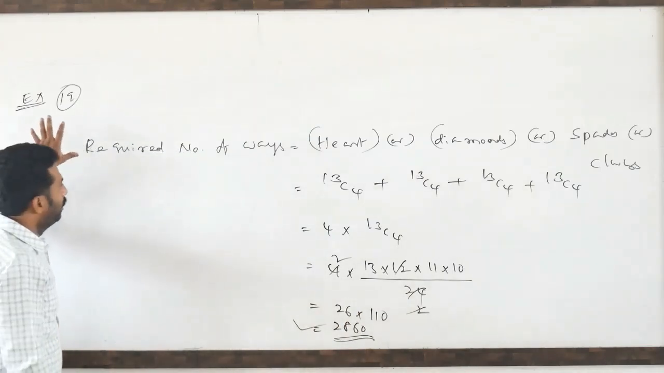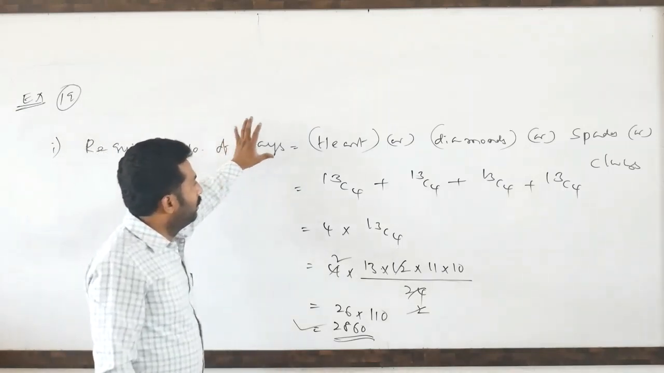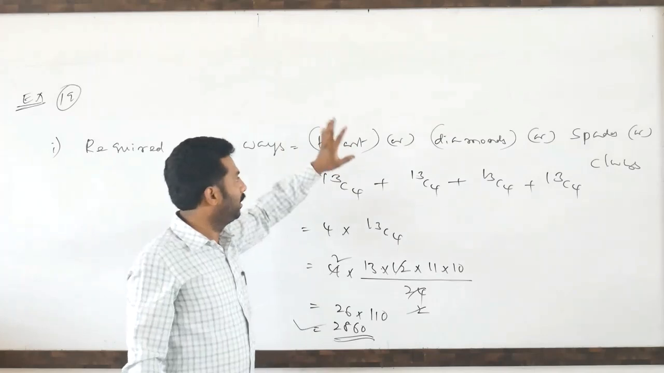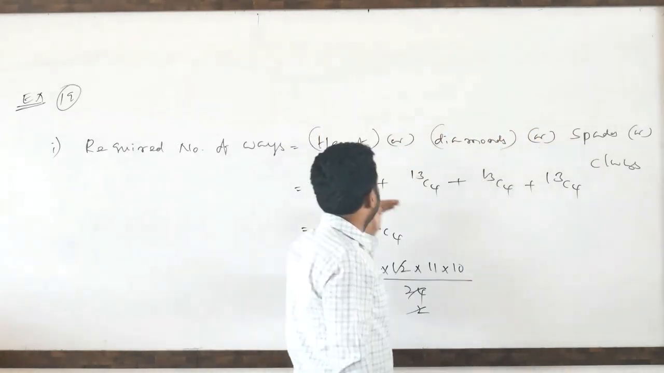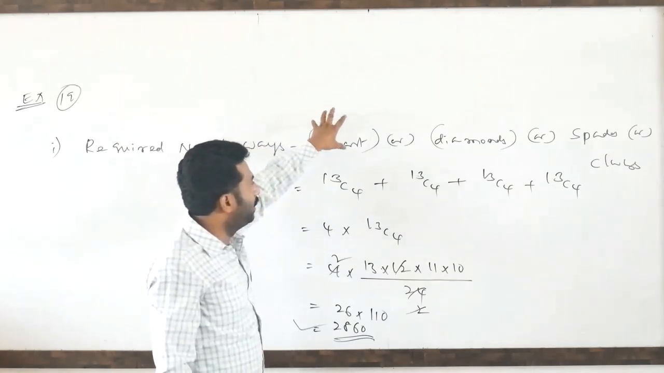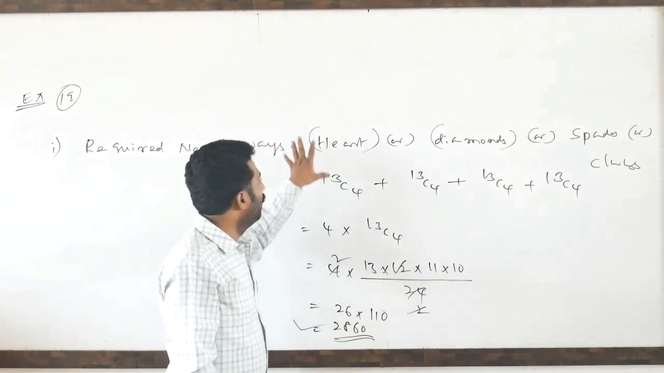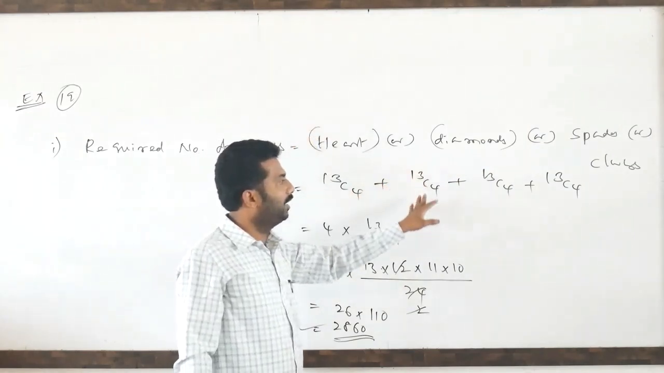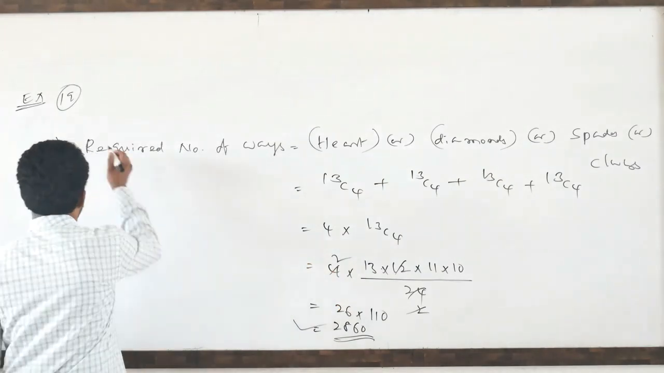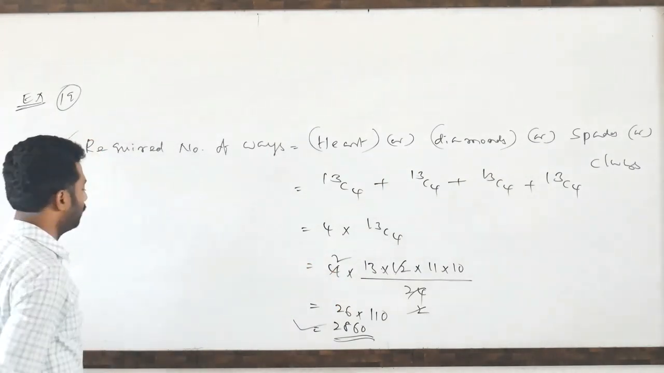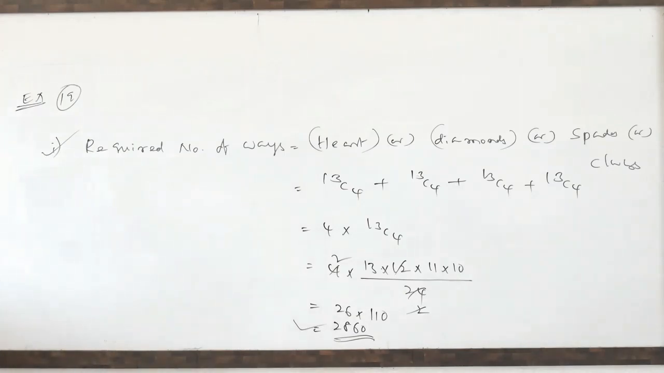So you remember, 4 cards of one suit means there are 4 suits: heart, diamonds, spades, clubs. So you can select either heart or diamond or spade or club. Heart means 13C4, like that diamonds, spades, clubs. So we have to simplify like that. This is the way of answering this type of questions. Next, second one.